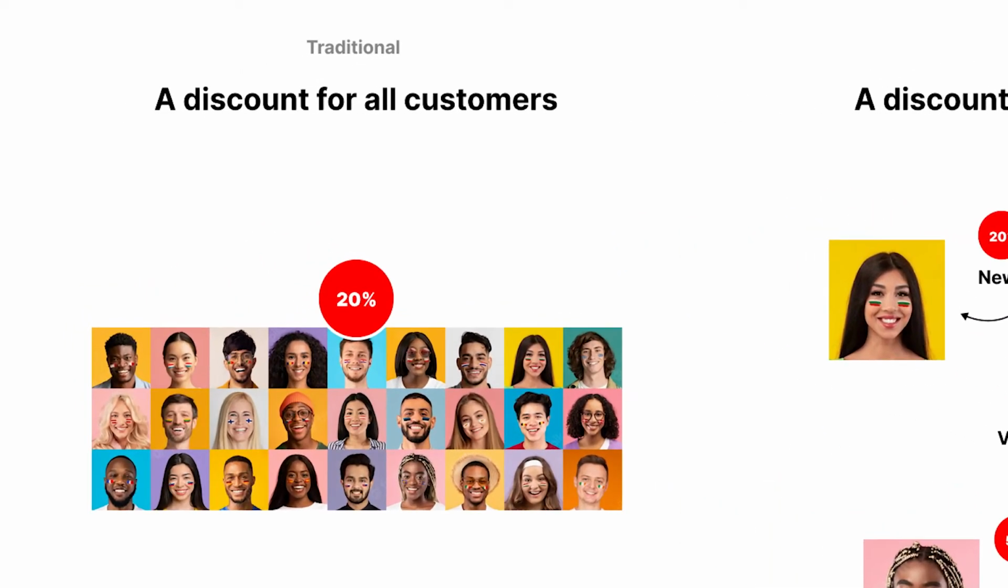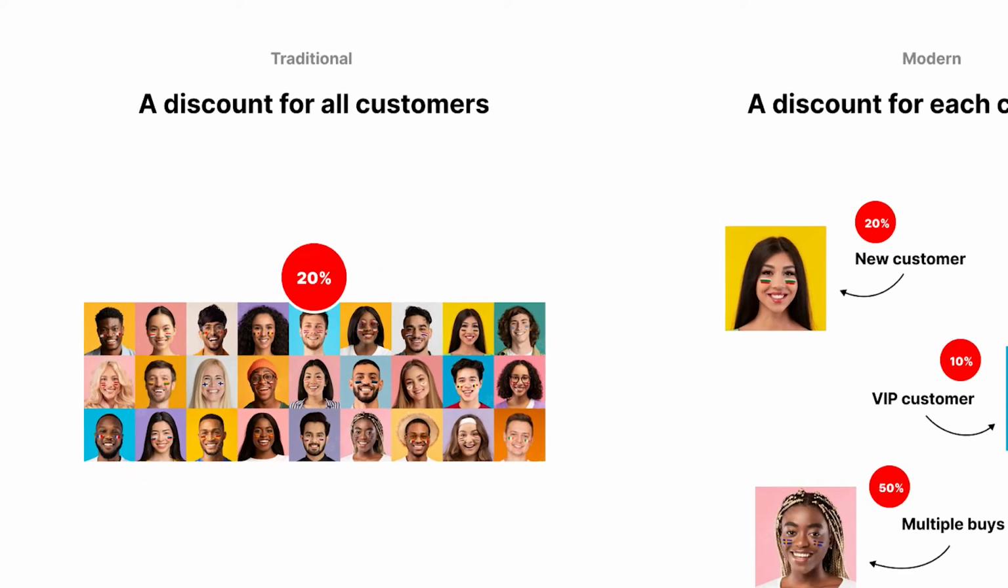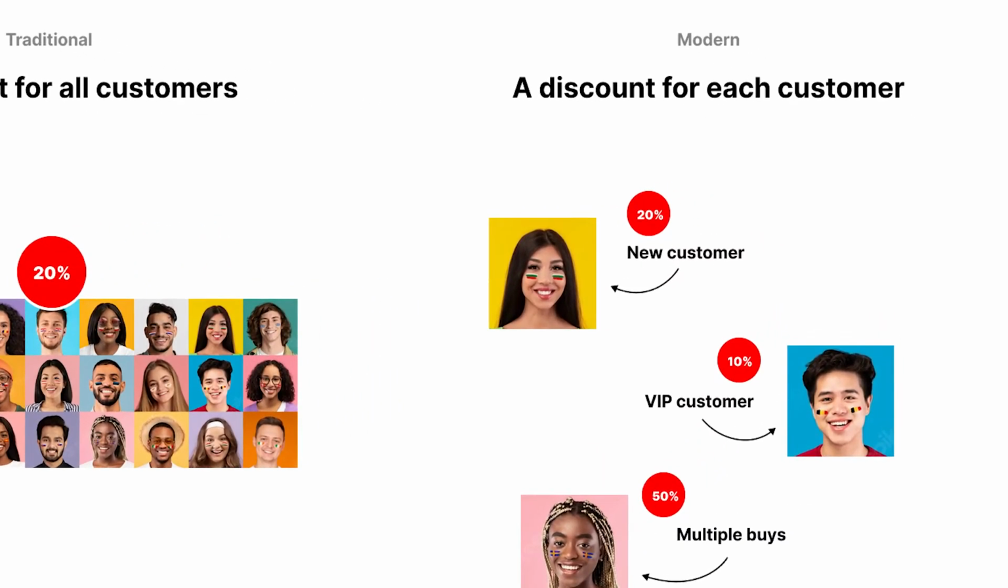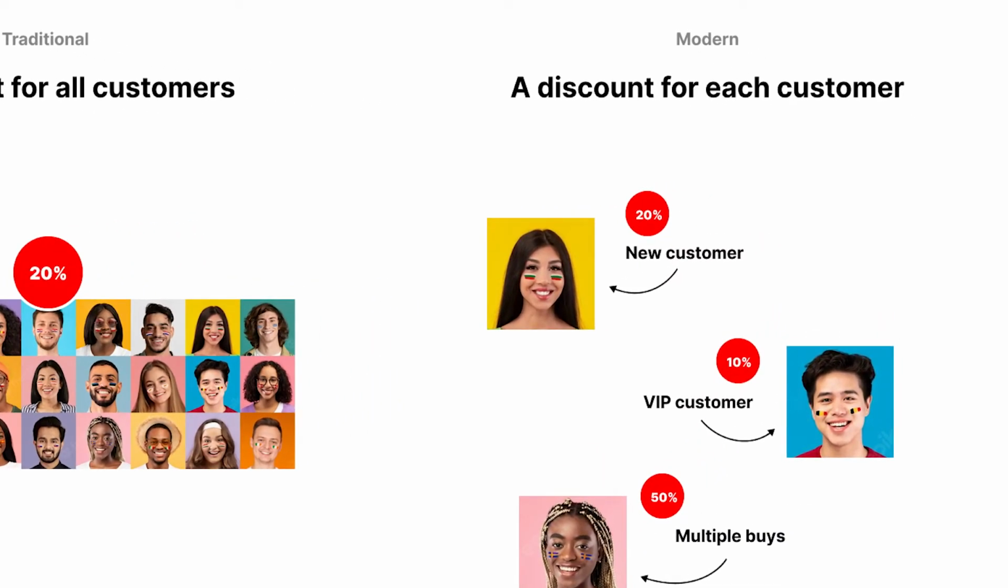In a traditional approach, you offer a discount to all your customers, regardless of their situation and their actions. But in a more modern approach, you offer your customers discounts based on their shopping behavior or their demographic data. For example, you can offer your customers a discount because they make their first order from your website, or maybe a discount for your VIP customers or high-value customers. And the list goes on.